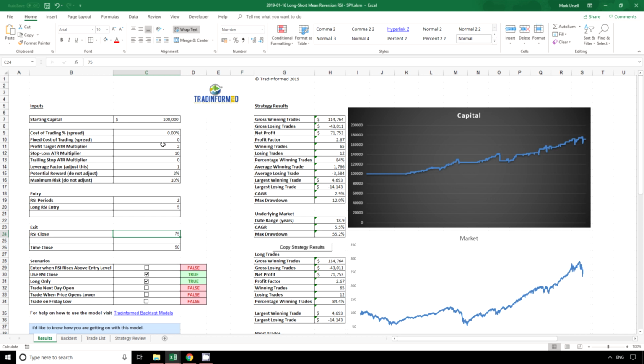We're also using a profit target. Now, I want to highlight some of the things in the results here before I look in any more detail about the settings for the strategy. You can see we haven't got a lot of trades.